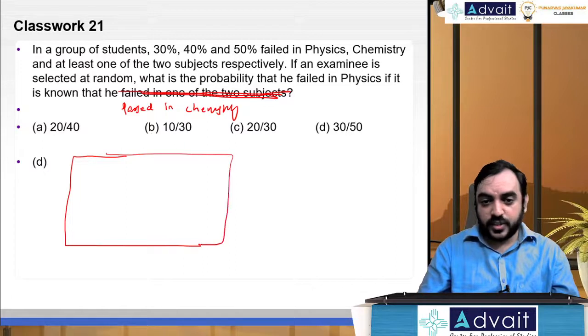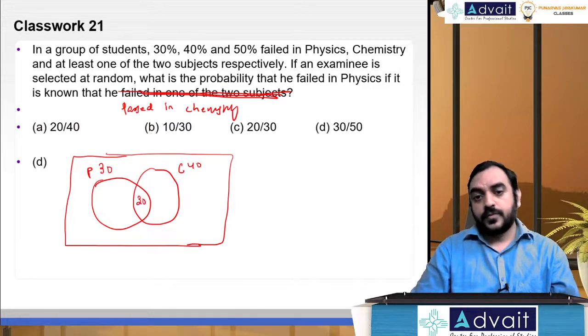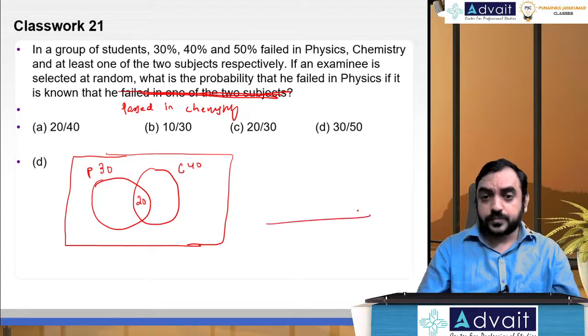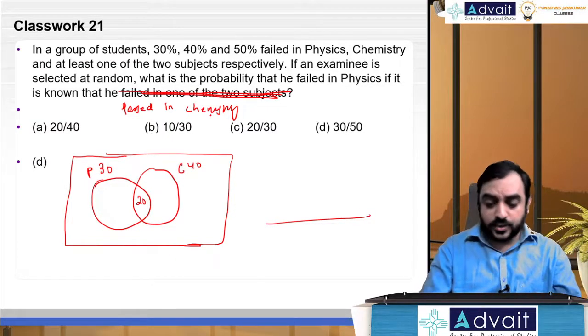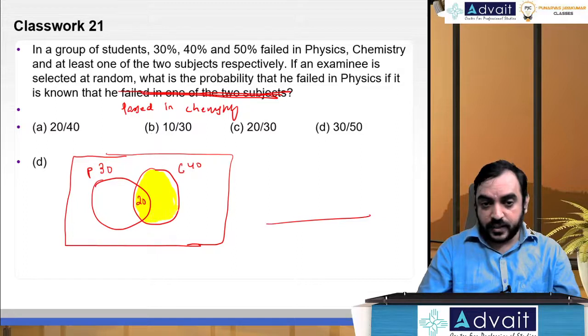Okay, I'll just draw the diagram. First circle, physics 30%. Second circle, chemistry 40%. And common, 20. What is the denominator now, given that he passed in chemistry? I'll just color it. This yellow color represents people who have failed chemistry. These are the people who have failed.